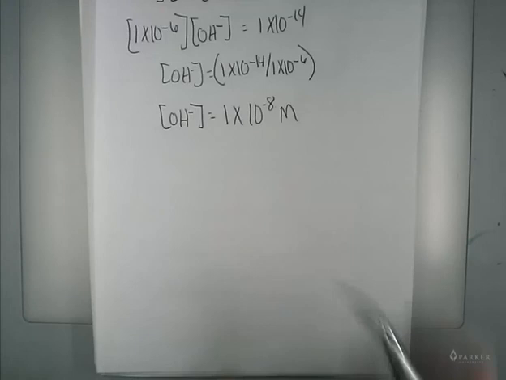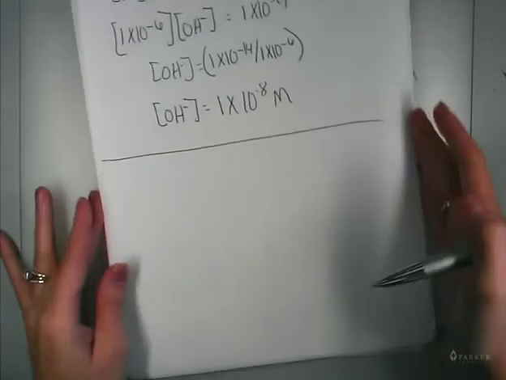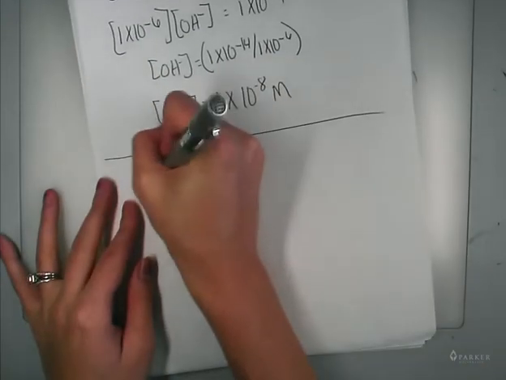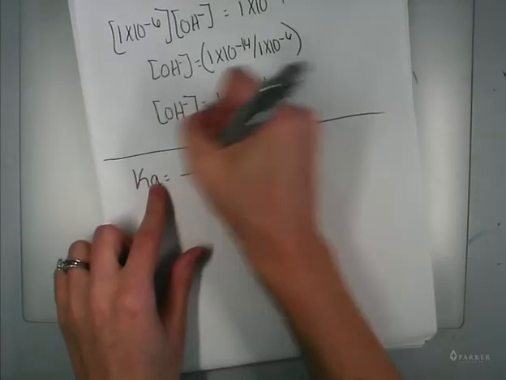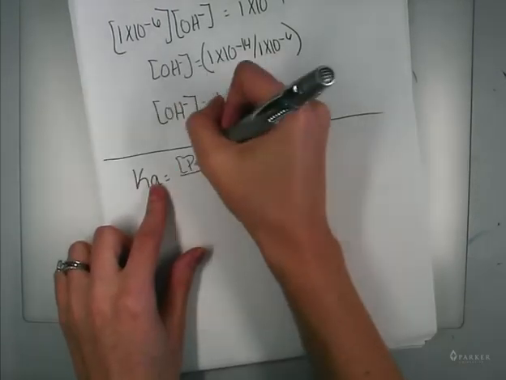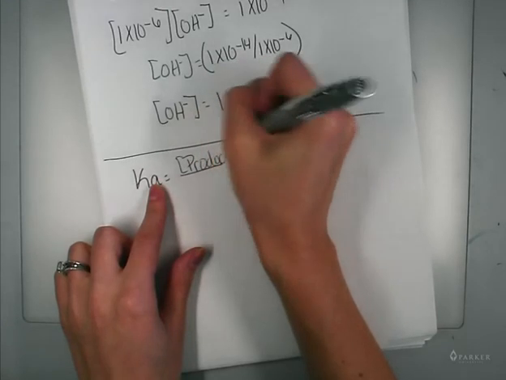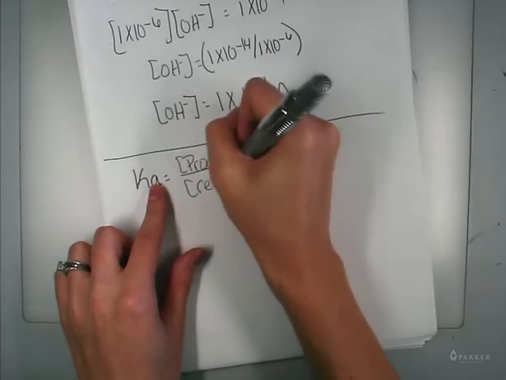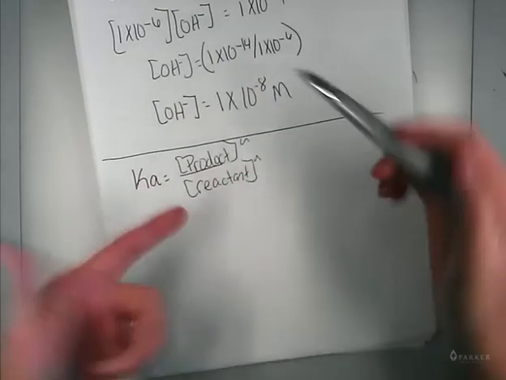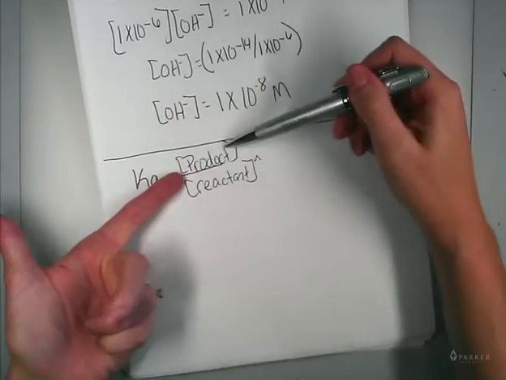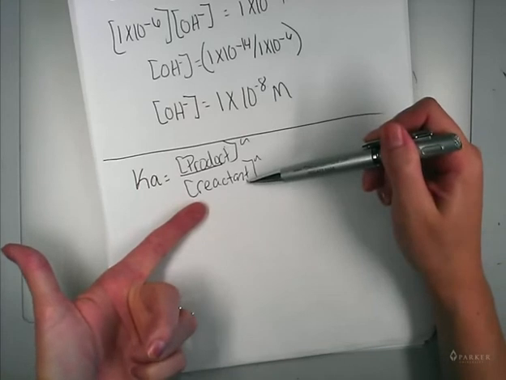Okay, so we need to talk about what is Ka, because if you don't understand what Ka is, then Ka, pK, and all that won't make sense. The basic formula for Ka is product over reactant. It's raised to a coefficient, but that doesn't matter. The big thing is product over reactant.